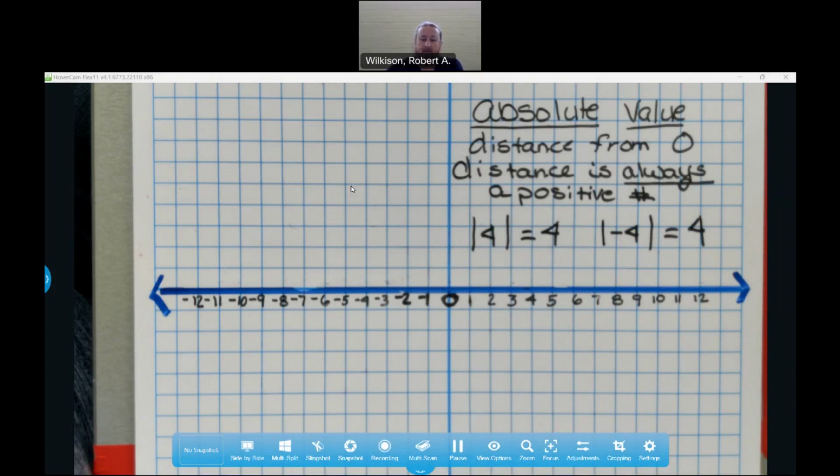Whenever you see something in a math problem with 2 lines around the number, that is calling for absolute value and is only asking you how far from 0 it is.